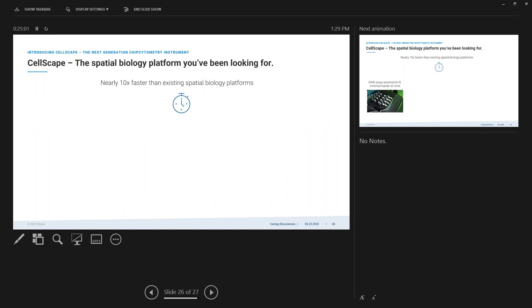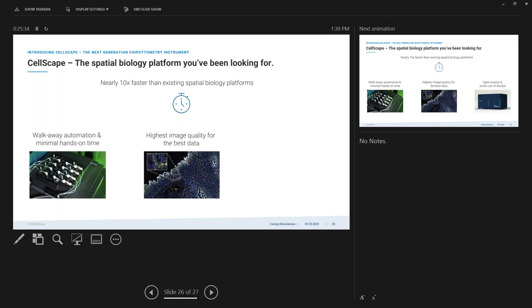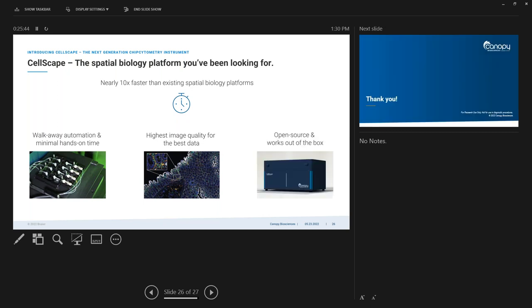And again, as I mentioned, we've been selling the ChipCytometry platform for a number of years now, and this CellScape instrument is sort of the second generation. It's really the manifestation of a lot of feedback from customers in the market. I think we've done a good job of addressing customers' needs, both existing ChipCytometry customers and people coming from other platforms, who said they wanted a platform that's a lot faster than existing platforms, something with walkaway automation and minimal hands-on time. And they want this speed and automation without any sacrifice in terms of image quality or data quality. And then of course we've wrapped this all into one nice box that also leverages the open source nature that we've talked about already.